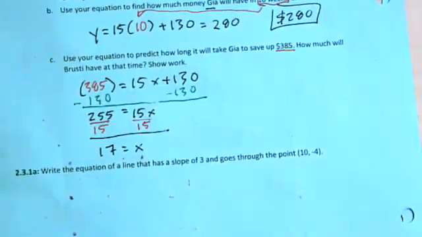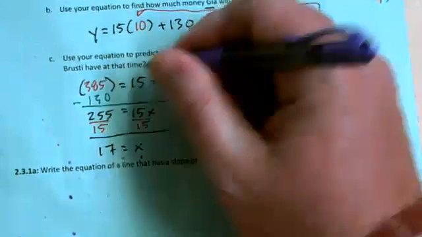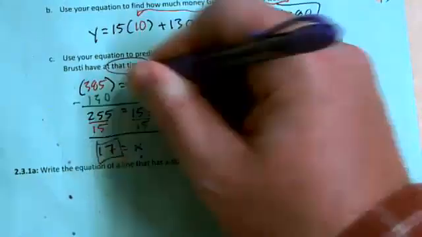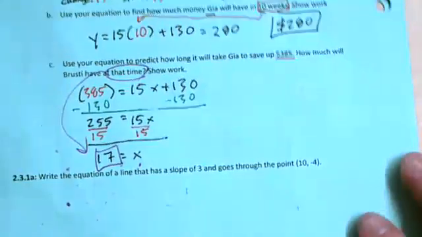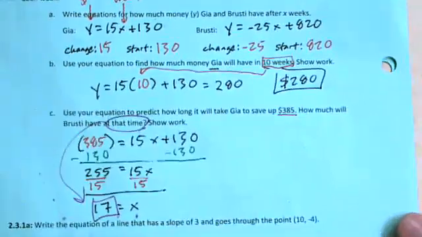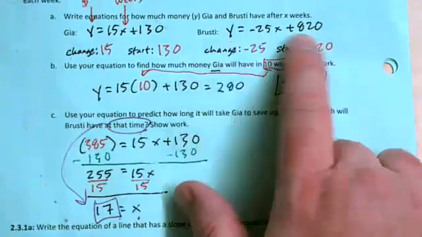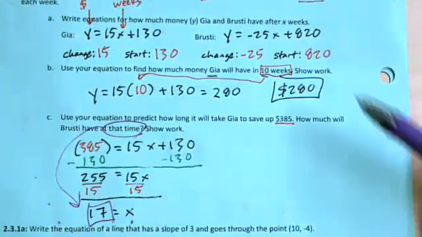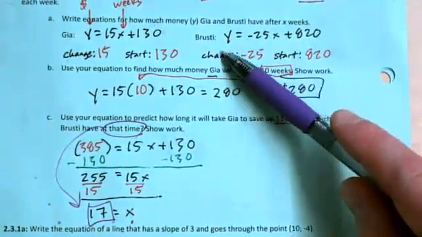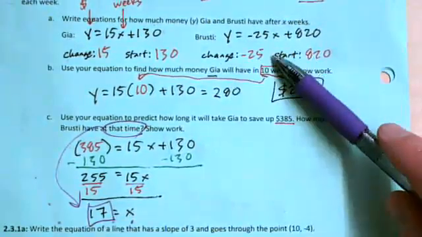There's a second part of this question. It asked, how much is Brewsty going to have at that time? Well, now we know what that time is, which is 17 weeks. So how are we going to figure out how much Brewsty has at 17 weeks? Well, let's go back to Brewsty's equation. Brewsty's equation was y equals negative 25x plus 820. What are we going to put 17 in for in this equation? The y or the x? And the x, right? This is an x value.